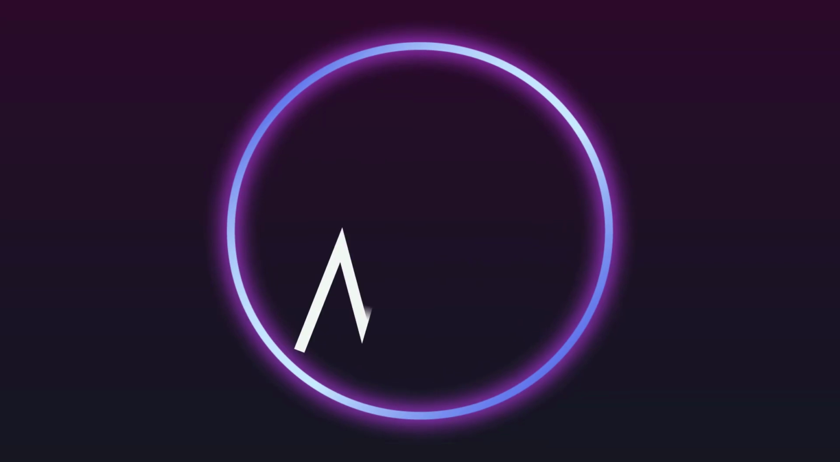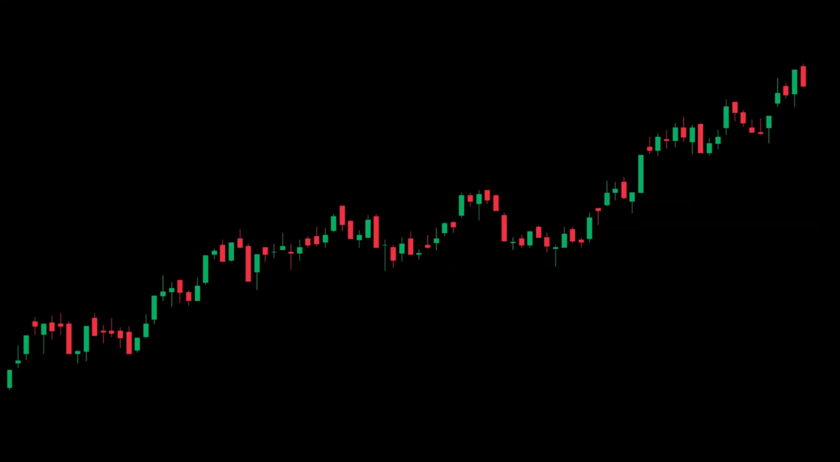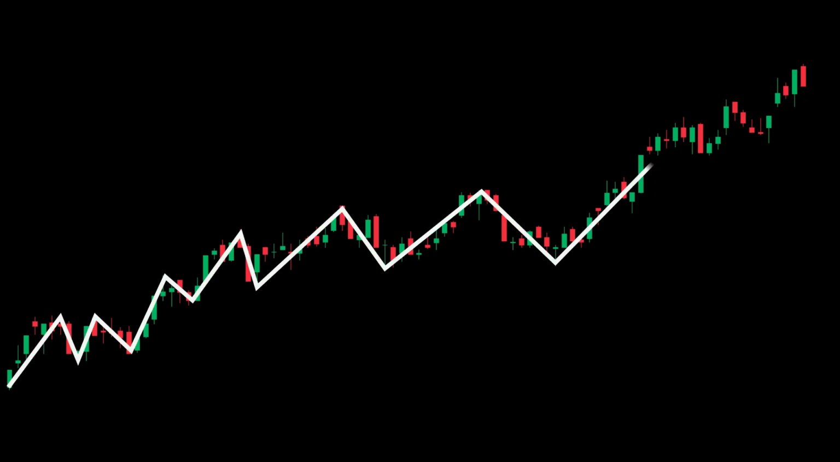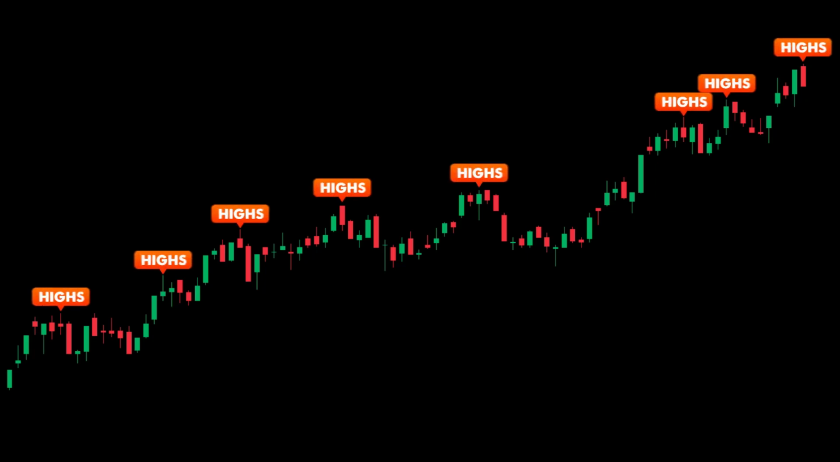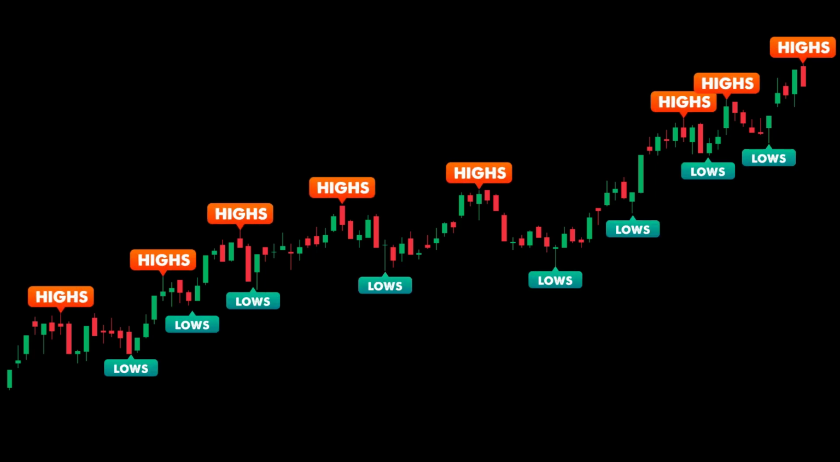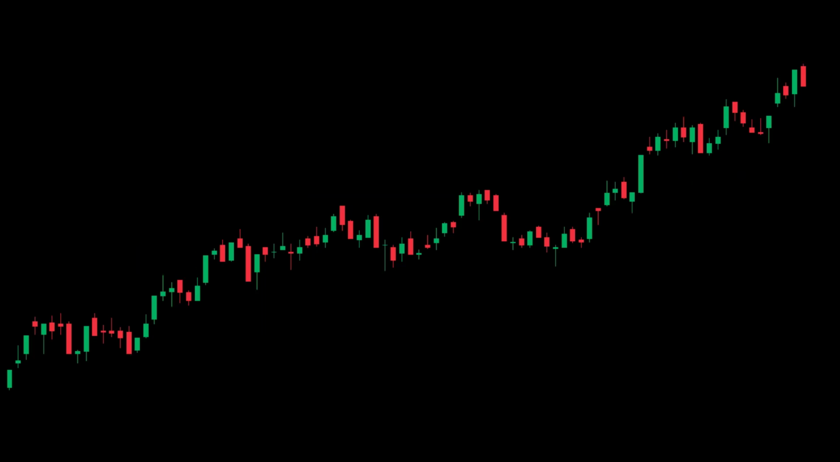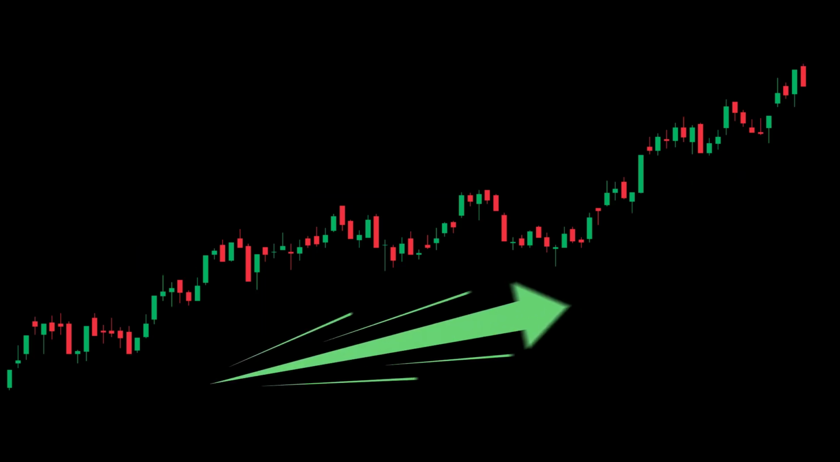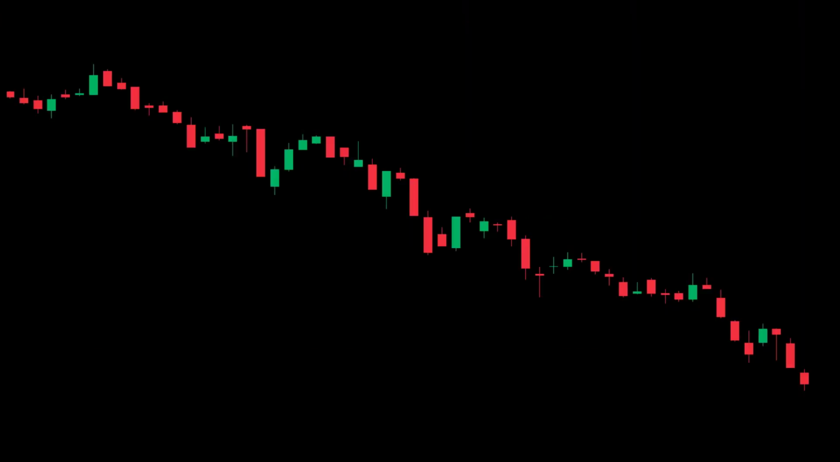Let's continue with the next pattern, trend continuation patterns. In an uptrend continuation pattern, the price moves in a series of upward swings and pullbacks. The upward swings form higher highs, while the pullbacks form higher lows. From a price action perspective, this signals a continuation of bullish momentum, as buyers remain in control by consistently pushing the price to create higher highs and higher lows.